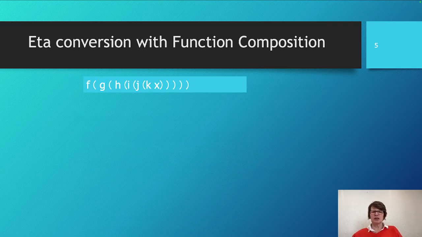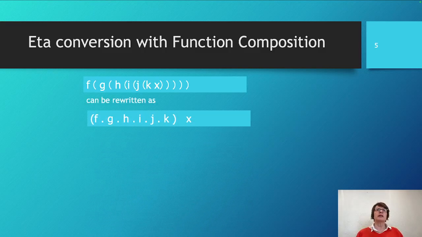Okay, so eta conversion, we met this in the original lambda calculus. Basically what we're trying to do, and the terminology we'll use, I mentioned in class already that there are different terminologies for this, but what I'm going to say is drop as many variables as you can. Okay, so that can be rewritten as this. So you can see here, the first thing to happen is k is applied to x. So we have k here, and then j here, and so on.